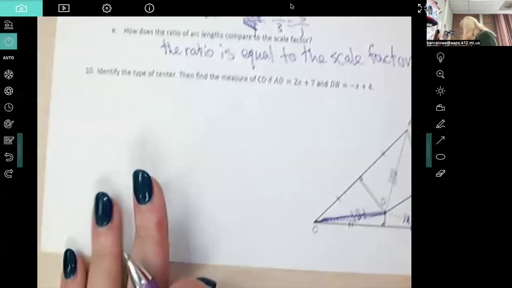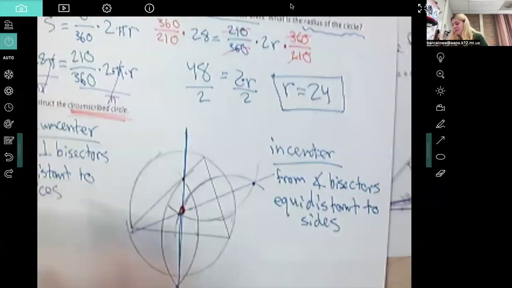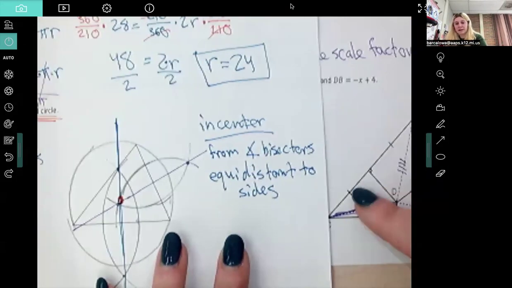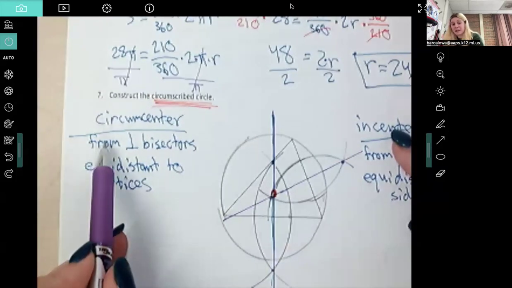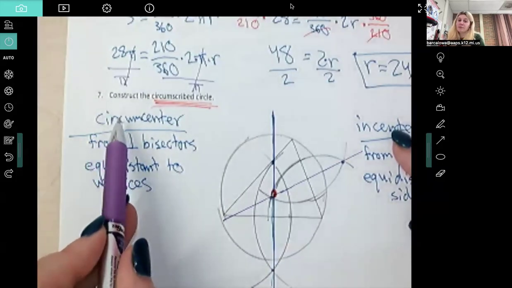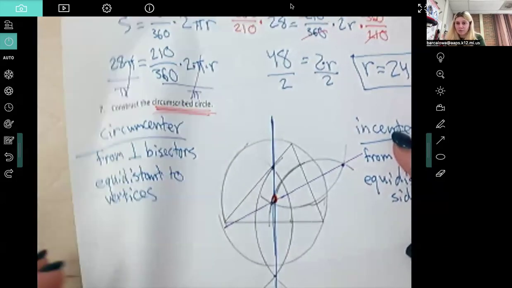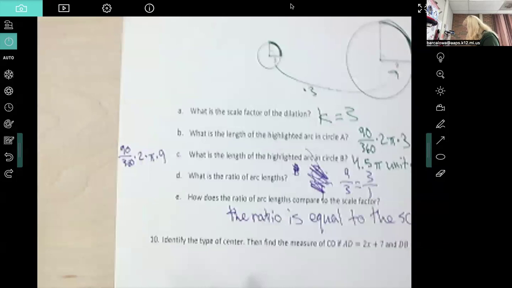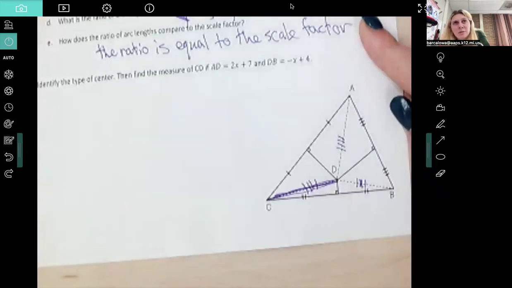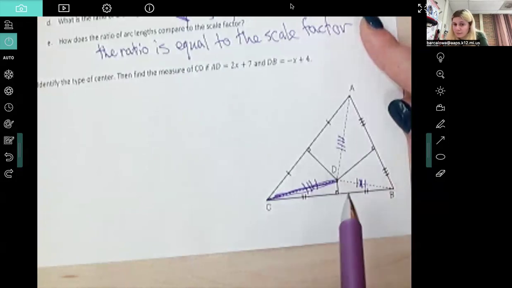We'll talk through that again. These are perpendicular bisectors, meaning this is a circumcenter, meaning it's equidistant to the vertices. If you have one of these things, you have them all. The one on your check-in number 2 was an incenter, so go back and review that one for another example.